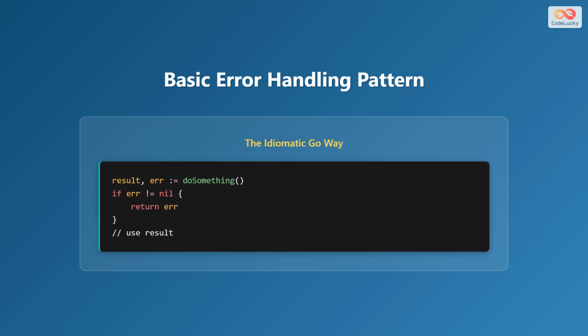Here's the code. result, err := doSomething(). If err != nil, then return err. Then use the result. This pattern is fundamental to Go's explicit error handling approach.